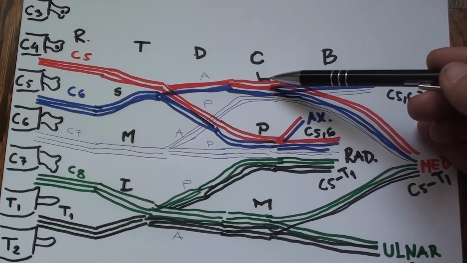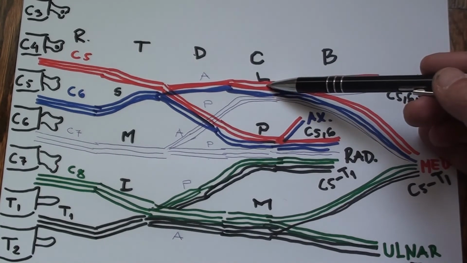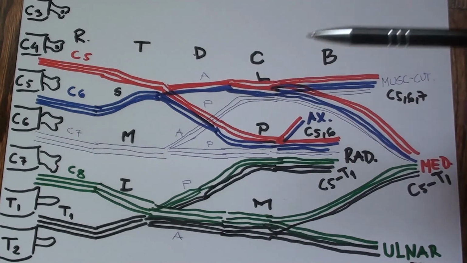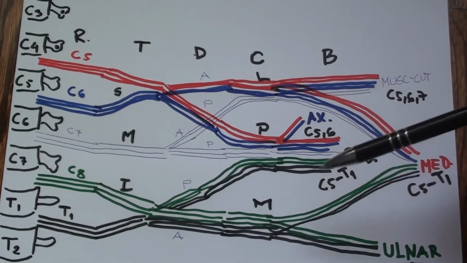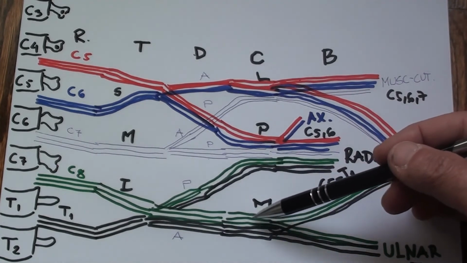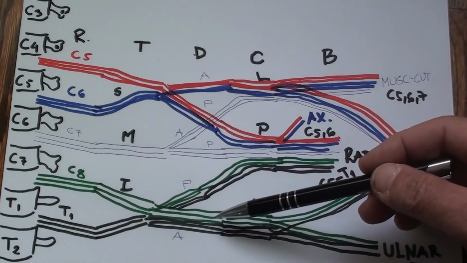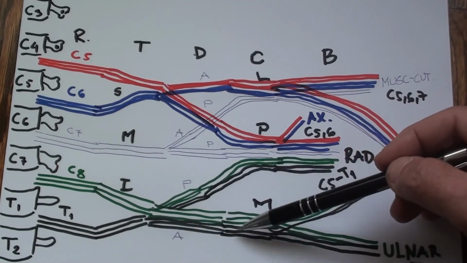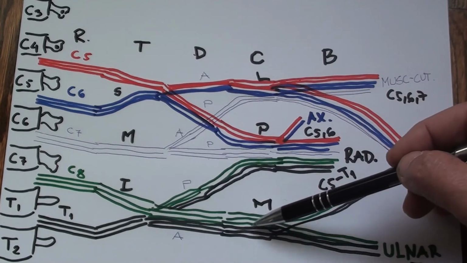Anterior divisions of the superior and the middle trunk came together, giving us the lateral cord of the brachial plexus, composed of C5, C6, C7. And last, the third cord, the medial cord, was done only with anterior division fibers of the inferior trunk, carrying only C8 and T1.